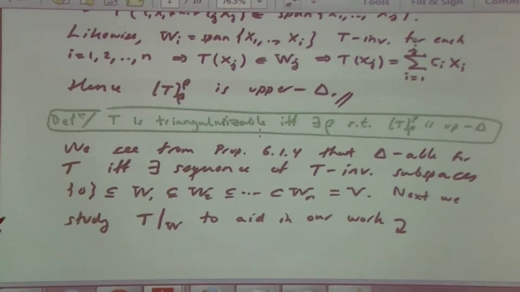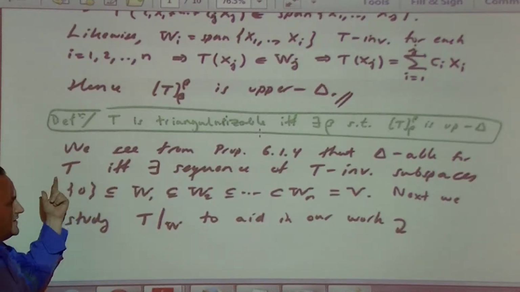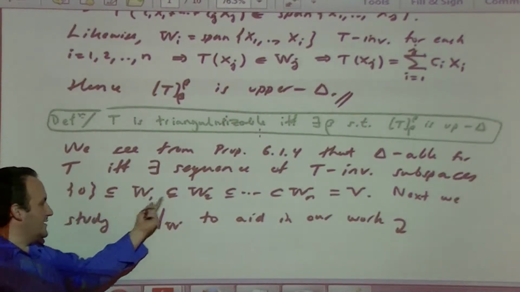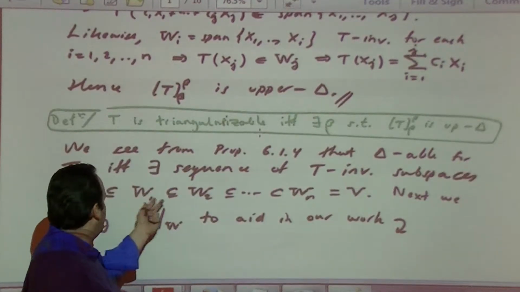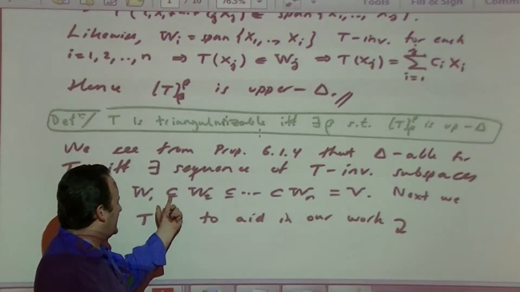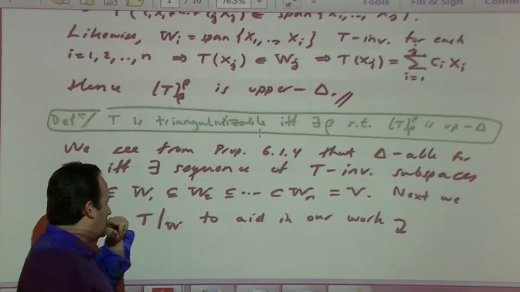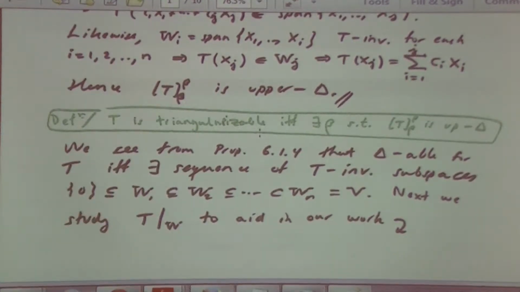Anyway, T is triangularizable if and only if there is a basis such that the matrix of T is upper triangular. I already told you that. And we just discovered that that's equivalent to finding a sequence of subspaces W1, W2, through Wn which are nested. Now, I actually think this shouldn't be equality. I think it has to be proper subset. I think those should be proper subsets. I have a typo there.